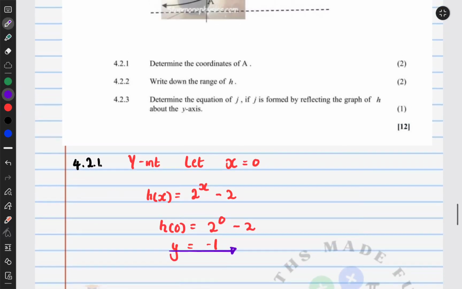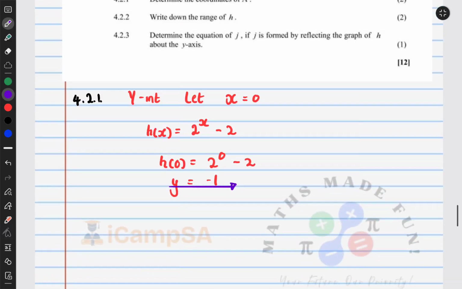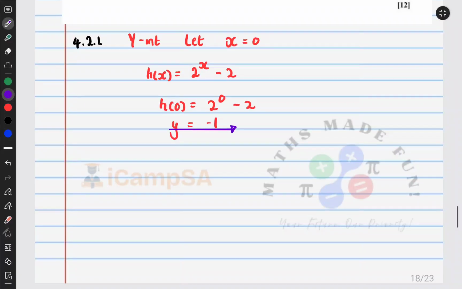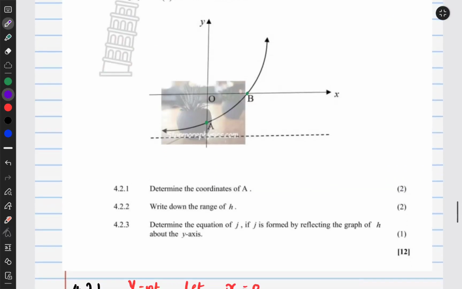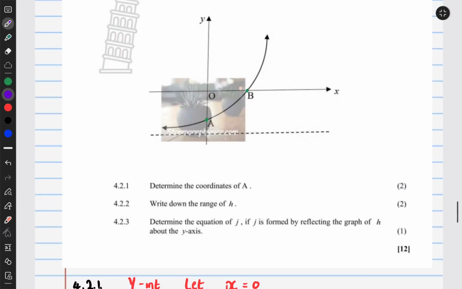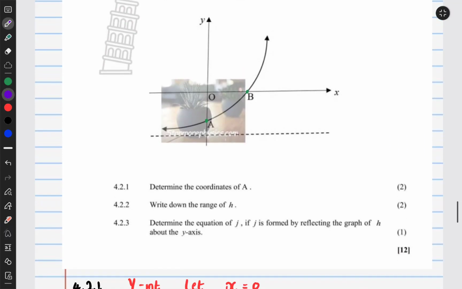Negative 1. What were we looking for? Coordinates of a. So we have to represent it in the coordinates format. We're going to have 0 and negative 1. And then next, we're asked to write the range of h.